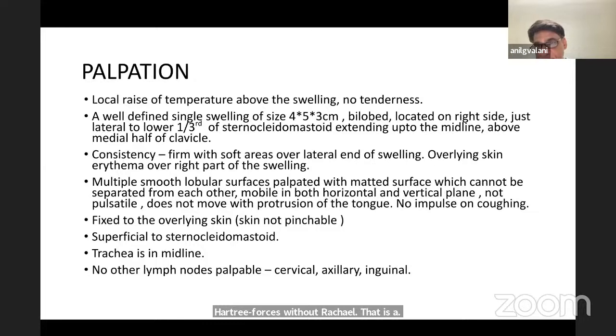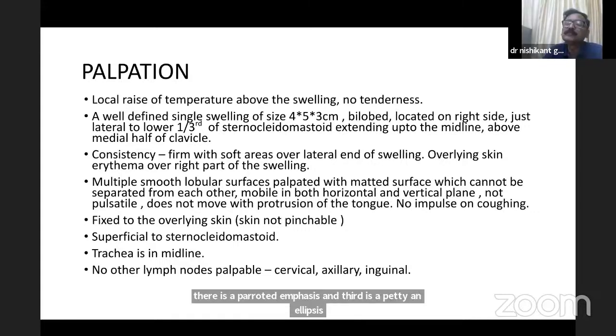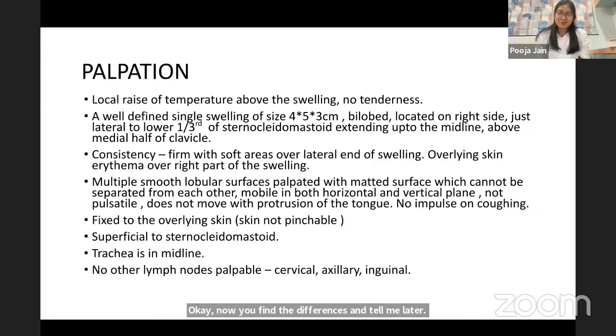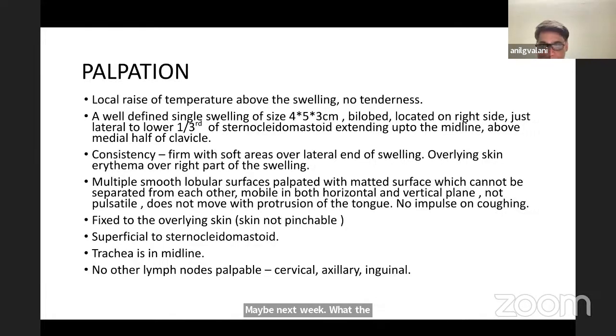So there are three cases where pyogenic abscesses differ from Hilton's method: one is the breast abscess, another is a parotid abscess, and third is a perianal abscess. Correct. Now you find the differences and tell me later on, maybe next week. Breast, the answer we already got, because even though the organ is superficial, surgically it is treated as a deep organ. Yes, sir.